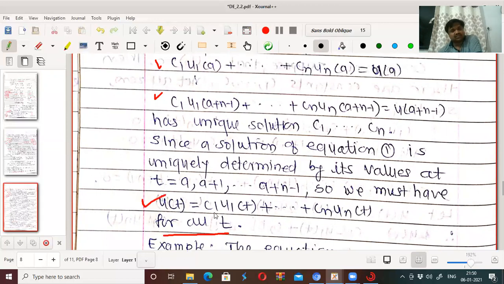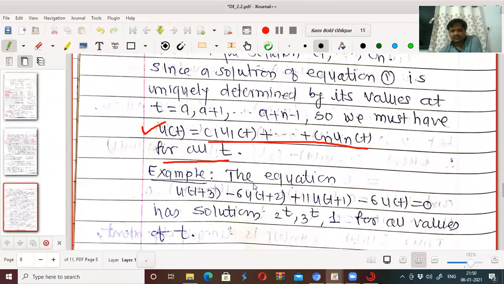As it is a unique solution, u(t) can be expressed in this way. Because already we have seen that if u1(t) up to un(t) are solutions of the homogeneous equation, then c1 u1(t) up to cn un(t) are also solutions of the same equation, isn't it? And as this is the unique solution, therefore u(t) must be written in this way, c1 u1(t) plus up to plus cn un(t).